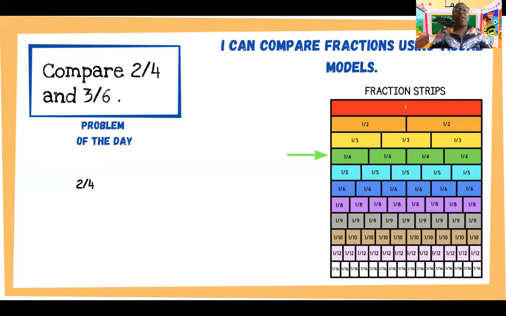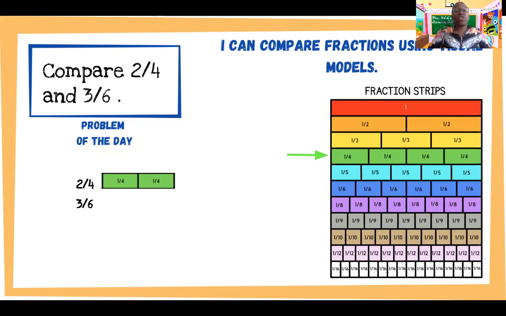Did you say the 1/4 pieces? If you did, you're absolutely correct. How do you know? That's right. Our denominator, or the number on the bottom of our fraction, tells us which of our tiles to use. Well, how many 1/4 tiles do we need to use to represent 2/4? That's right. We need 2. And we know that because our numerator is 2. 1/4, 2/4.